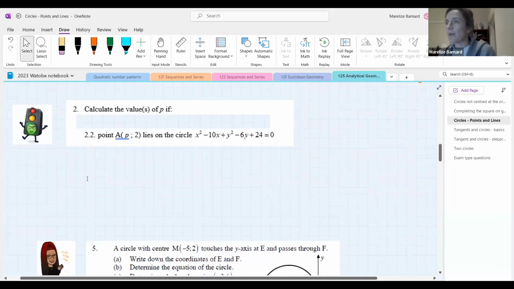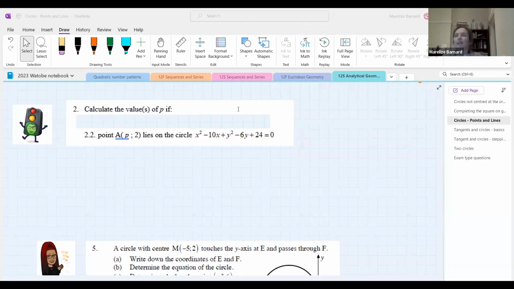Right, so we are back here with question 2. Let's see, does anyone have any ideas yet of how we are going to tackle this question? It says, calculate the values of P if point A, (P, 2), lies on the circle. Kagiso, you've got an idea. Let me know. You can unmute.